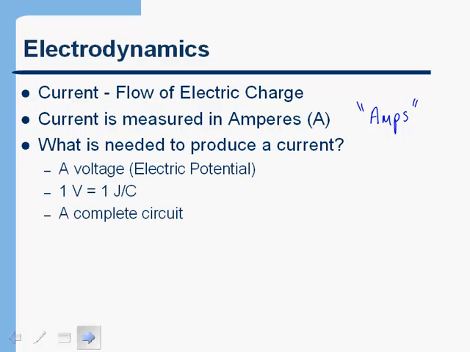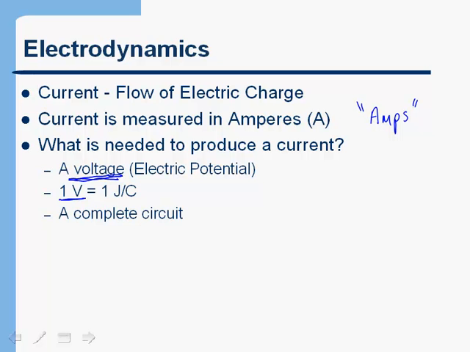Now, what do I need to do to get a current to flow through a wire? Well, we need a couple things. First of all, we need a source of energy, and we call that electric potential. And electric potential is what we think of as voltage. So if you think about what a battery provides or what an electric outlet provides, it provides electric potential or voltage. The unit of voltage or electric potential is the volt, and a volt is equal to a joule per coulomb, so it's really an amount of energy per charge.